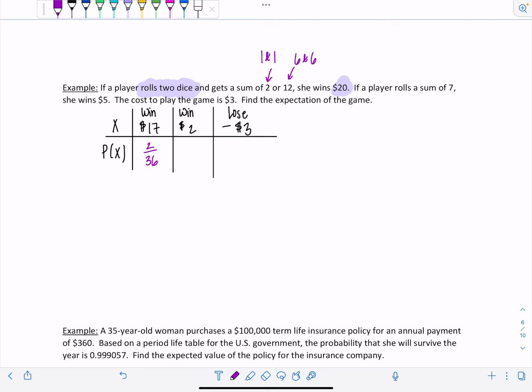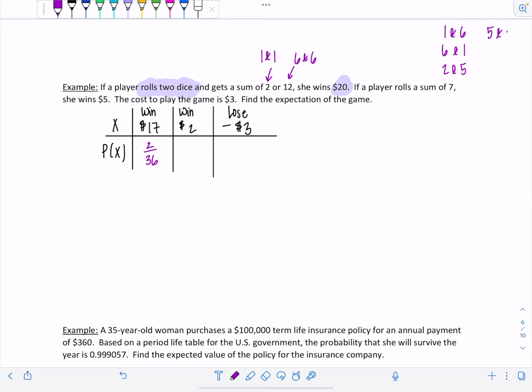Now the other way you could win, not as big, is if you roll a sum of 7, and they probably aren't paying you much because it's easier to roll a 7, right? So let's think, how could you roll a 7? 1 and a 6, 6 and a 1, 2 and a 5, 5 and a 2. Anything else? Yeah, 3 and a 4, or 4 and 3. So how many different ways could you win here? There's 6 different outcomes, right? So 6 divided by 36.